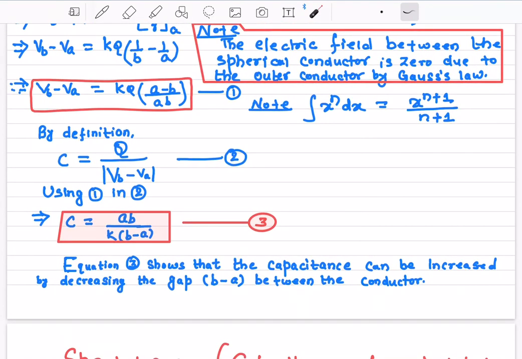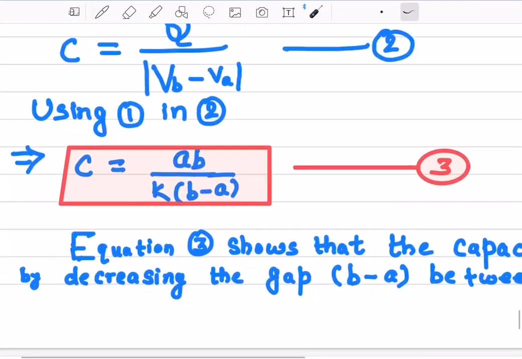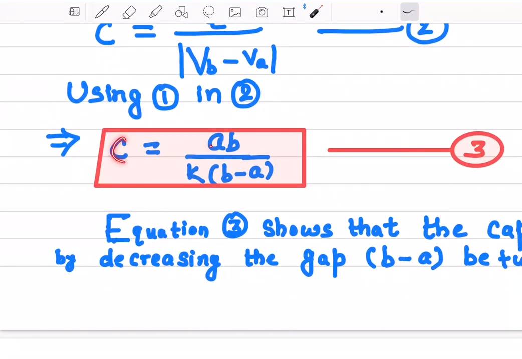So now if I just plug equation 1 into equation 2, I'm plugging the VB minus VA from this equation into here. What you get is the capacitance is AB divided by K times (B minus A). Again, the capacitance does not depend upon the charge. It does not depend on the potential difference.